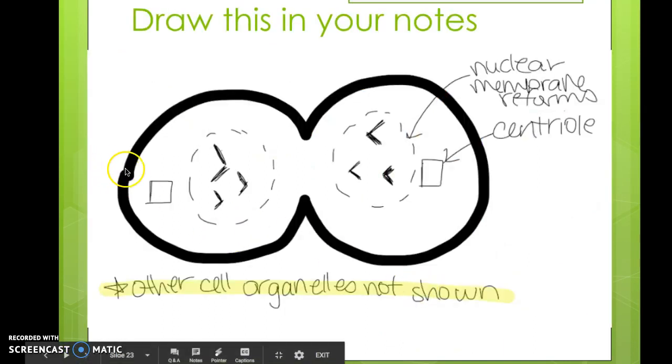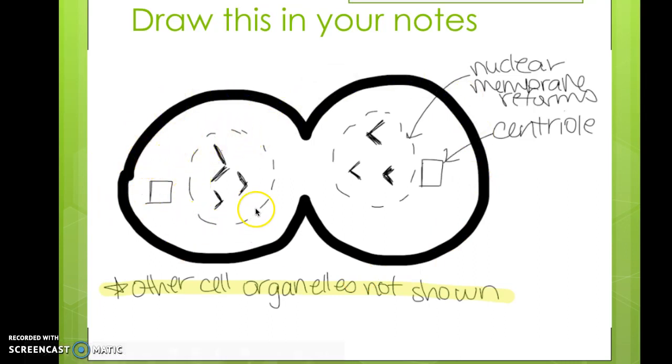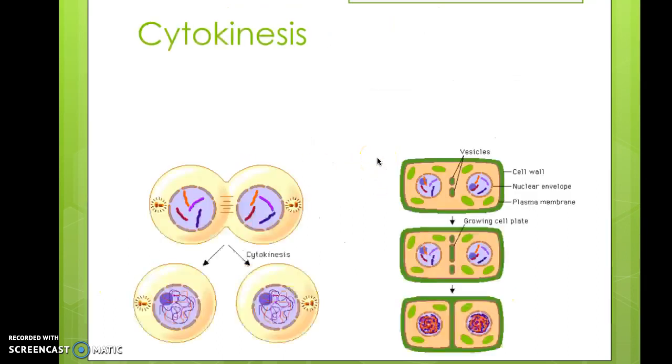So draw this in your notes. Draw me like a peanut shape or an 8 shape. Draw me the nuclear membrane reappearing. That's why I drew it dotted. Don't show me spindle fibers because they're going away. And show me the 3 chromosomes in each of the cells.